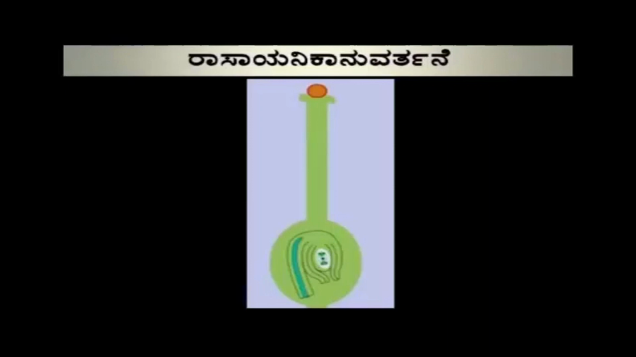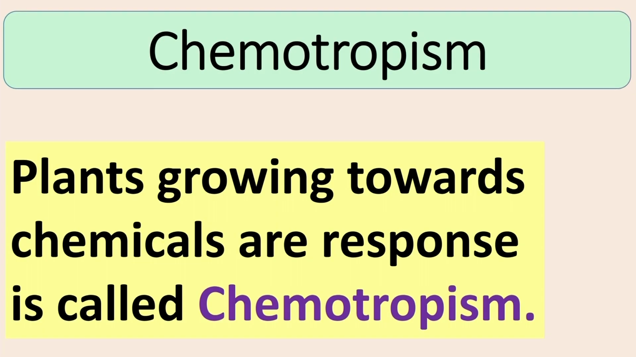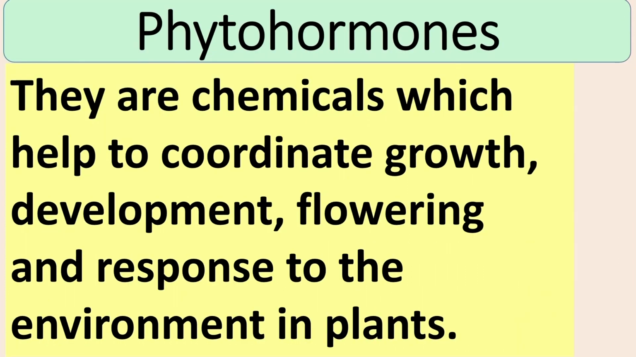The pollen tube is moving towards the ovary, towards the ovule. This is because of chemotropism. So, plants growing towards chemicals as a response is called chemotropism.